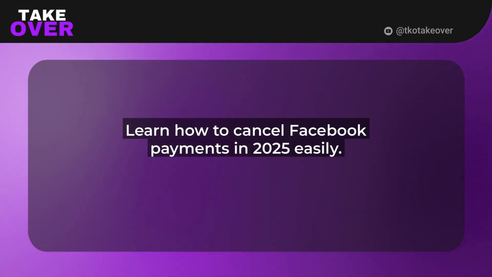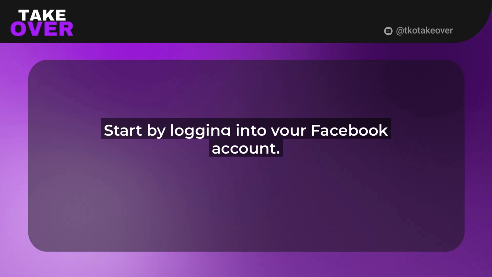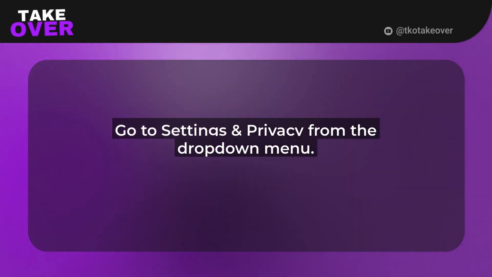Let's dive in. First things first, make sure you're logged into your Facebook account on a desktop or the mobile app. It's usually easier on a computer for these settings. Once you're in, head over to the top right corner and click on the arrow next to your profile picture. This will drop down a menu. Select Settings and Privacy, and then choose Settings.